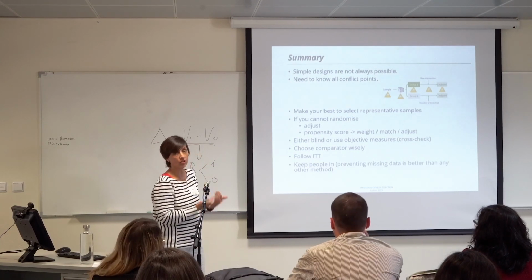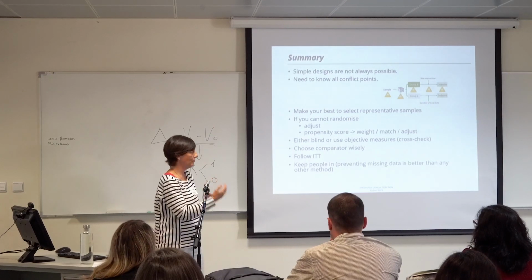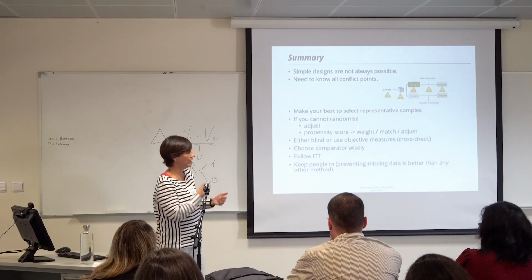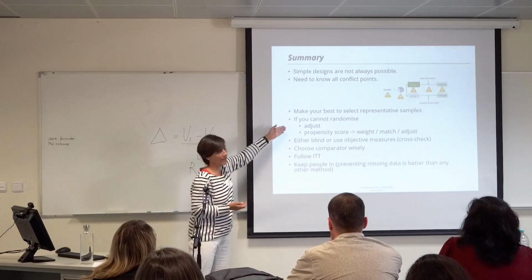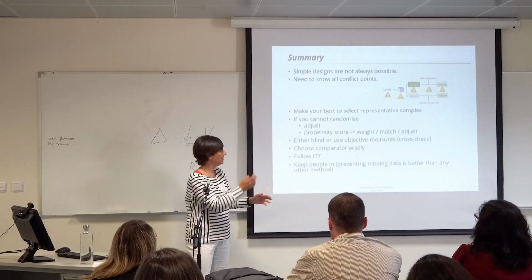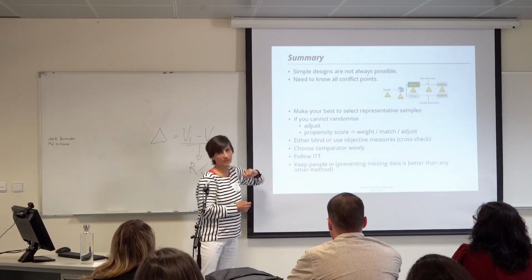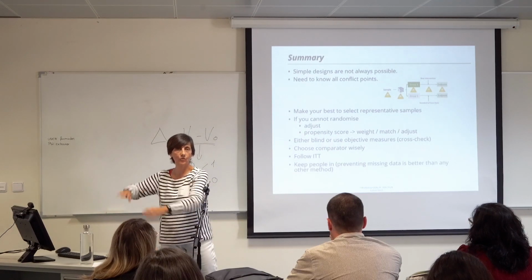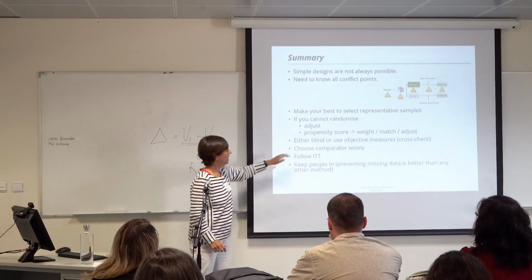If you cannot randomize, because you have problems or whatever, or because the randomization went wrong, you can adjust for the variables that are unbalanced, or you can create a propensity score. This is mainly for observational data, retrospective data. Okay?